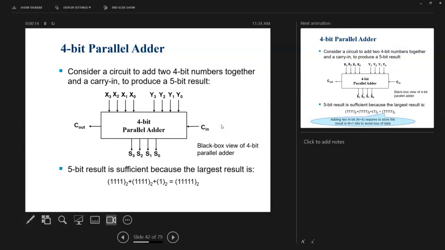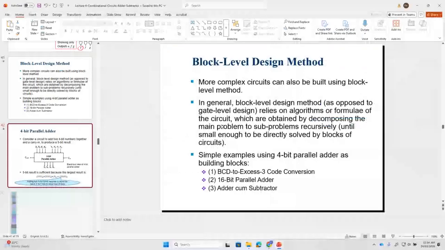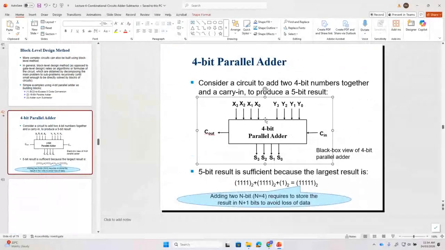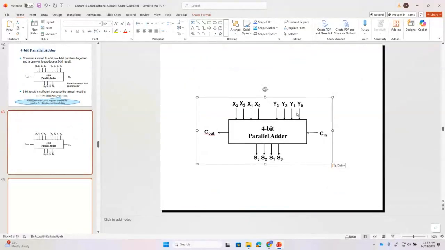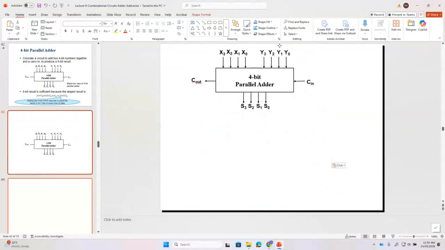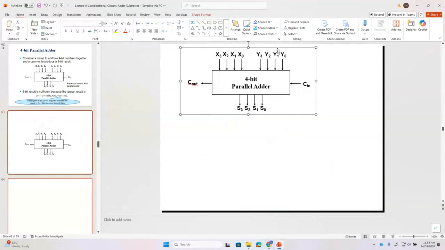Let's say we want to design a 4-bit adder. This is my example. Now we want to design a 4-bit adder. Control C and now Control V. Now if you look at this design, this is my 4-bit adder.